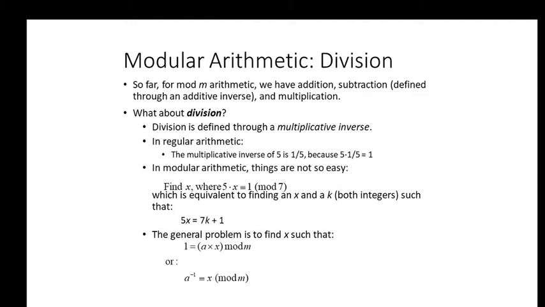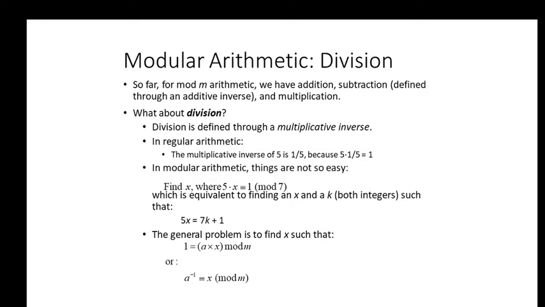Modular arithmetic division. So far, for mod m arithmetic, we have addition and subtraction defined through an additive inverse, and multiplication. Then what about division? Division is defined through the multiplicative inverse. In regular arithmetic, the multiplicative inverse of 5 is 1/5, because 5 times 1/5 is equal to 1.